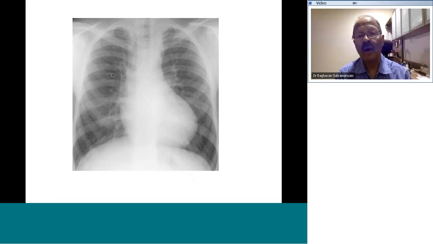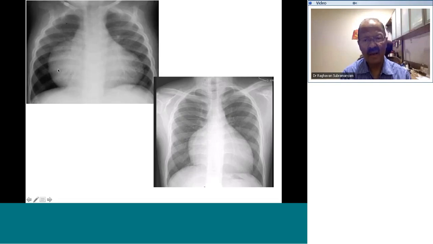This is an example of a coarctation again. Can you see the rib notching here? Beautifully seen here. Rib notching seen in the upper ribs, that is the 3rd, 4th and 5th rib. Along with that, you see a beautiful notch in the outline of the aorta. Okay? So, typical coarctation.